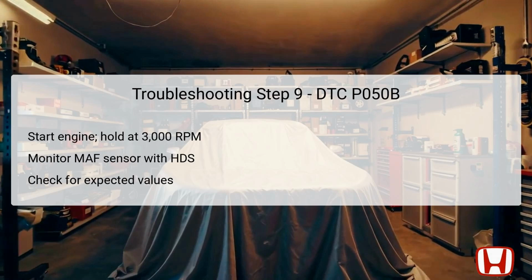The 9th troubleshooting step requires starting the engine and holding it at 3,000 RPM without load until the radiator fan activates, which is key in assessing the mass airflow sensor. During this process, maintain the engine speed at 2,500 RPM for 30 seconds, while simultaneously monitoring the MAF sensor readings with the HDS. The expected values should fall between 7.0 to 8.6 grams per second.